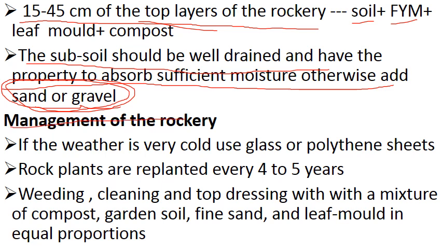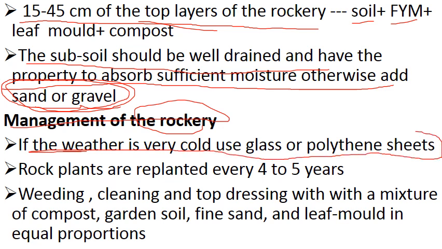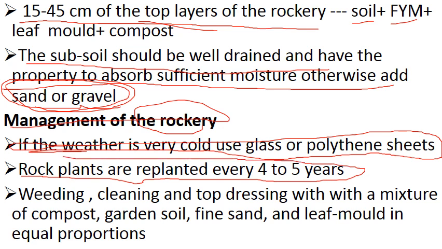Then management of that rock garden. How to manage? If the weather is very cold, use glass or polythene sheet to protect our plants. Rock plants are replanted every 4 to 5 years. Then weeding, cleaning and top dressing. These three are the main important garden operations you should do in the rock garden also.